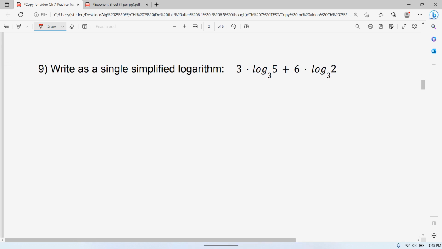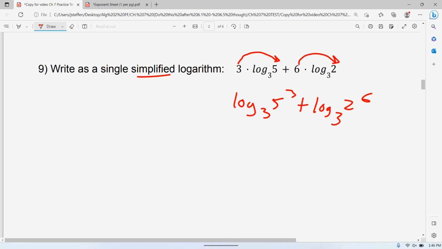Number 9, write this as a single logarithm. So the first thing I have to do, to simplify, is put these multiplications up as exponents. So this is log base 3 of 5 to the third plus log base 3 of 2 to the sixth. Now I will say this is simplified.